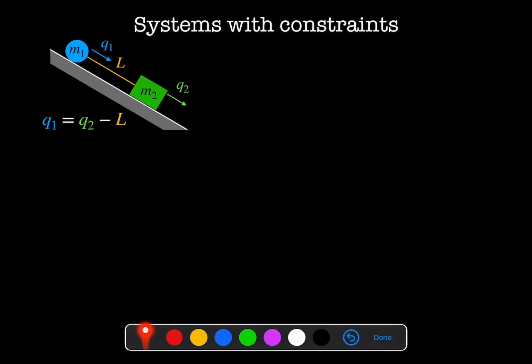So imagine I have this setup here. I've got two particles that are sliding down this frictionless slope. I've got a block of M2 and a block that is M1. The generalized coordinates I'm going to pick are Q1, the distance that M1 has traveled, and Q2, the distance that M2 has traveled. And the constraint here is that Q1 is equal to Q2 minus L. Here is an equation that's expressing our constraint. We want to understand how we solve problems like this using the framework of variational calculus.